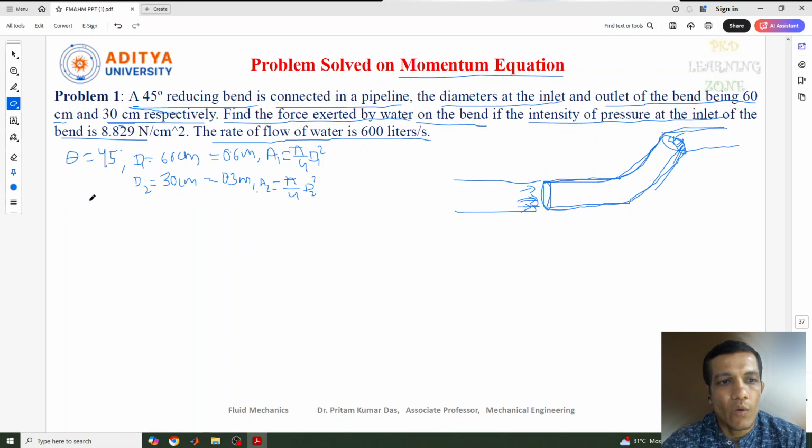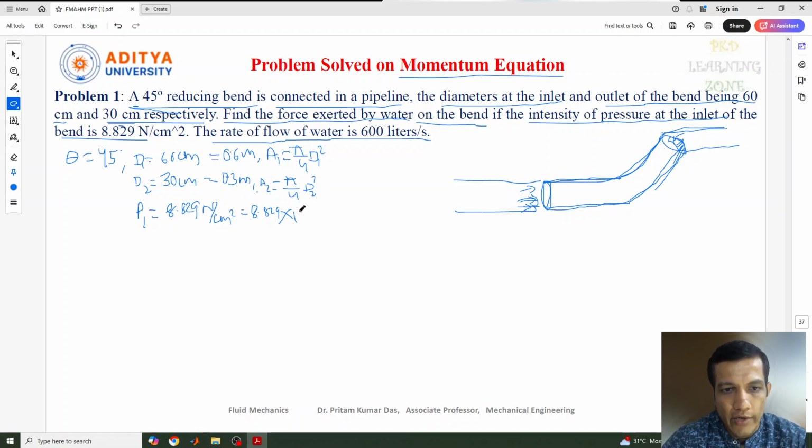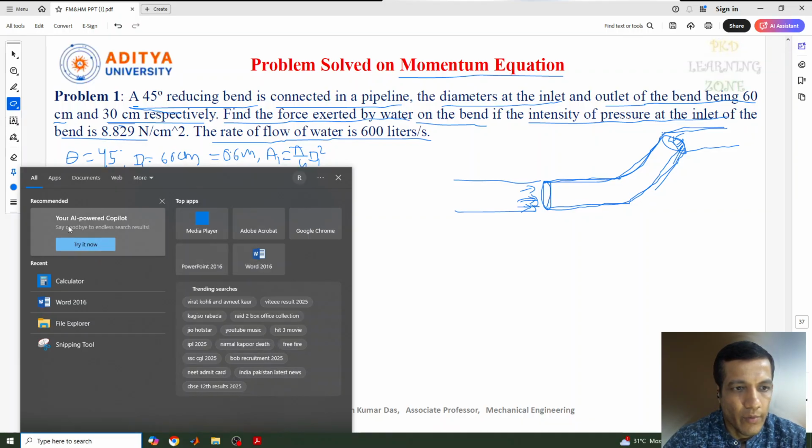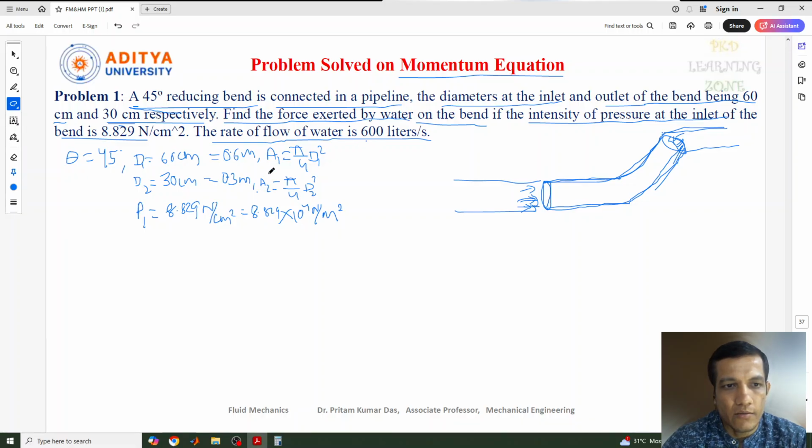Now, what other data are given? We need to find the force exerted by the water. I'll tell you the formula for that. Before that, the intensity of pressure at the inlet condition is P1, that is 8.829 Newton per centimeter square. This we can also convert into meter square, so that is 8.829 into 10 to the power 4 Newton per meter square.